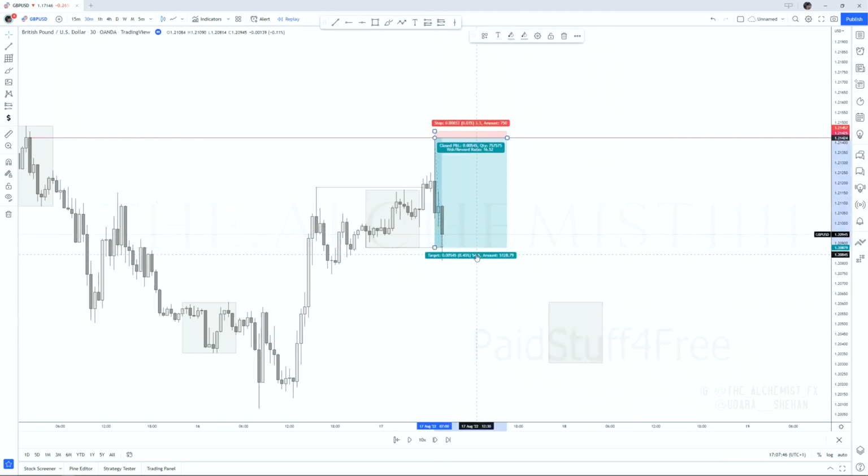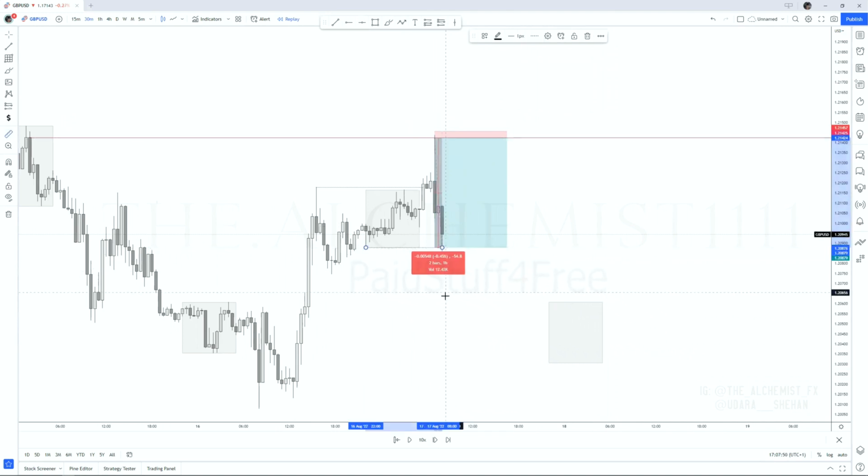That's it. So you have 54 pips, and how long did it take you? Just 1 hour. So that's more than enough, right? That is more than enough. That's done. That is done for the day.